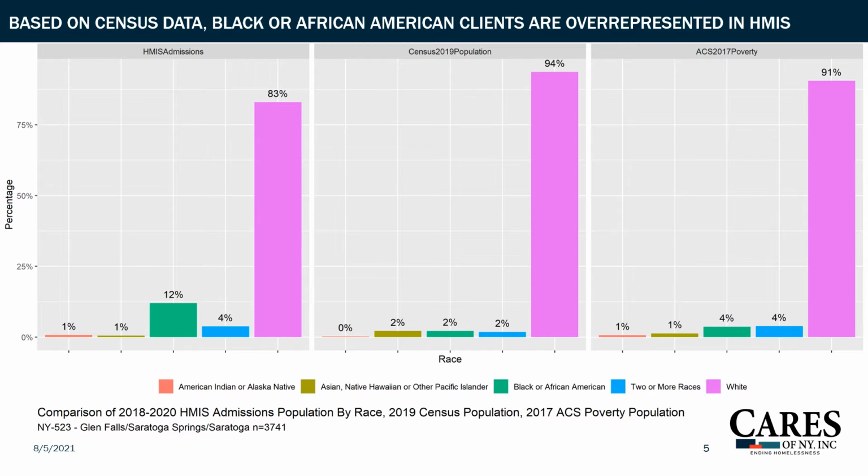In this first visualization, we're comparing the population of all HMIS admissions between 2018 and 2020 to the census population and the poverty population as reported by the 2017 American Community Survey. We see that although white residents make up almost 95% of the community's population, 12% of all HMIS admissions were from clients who were Black or African American. The same conclusion is drawn when you are comparing the HMIS population to the poverty population. And in both instances, there is an overrepresentation of Black or African American clients in the homeless system.